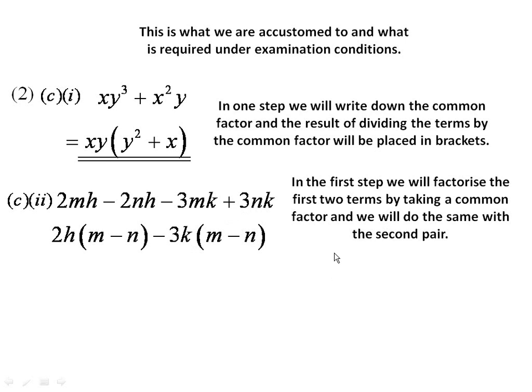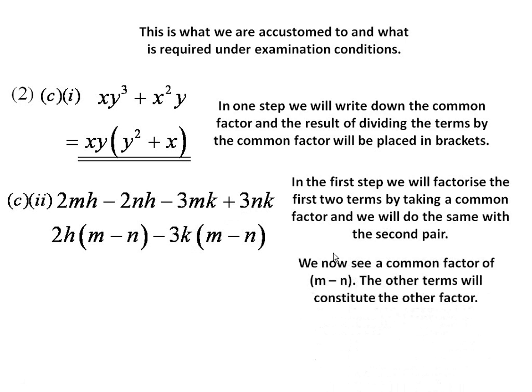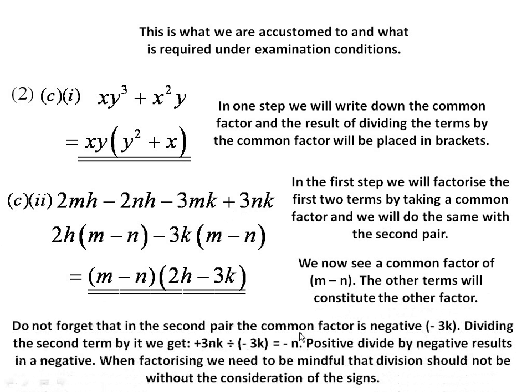But we are not done yet. We are expected to see that the common factor is m minus n, and that the other bracket will be comprised of 2h and negative 3k, like so. Do not forget that in the second pair, the common factor is negative, like this.